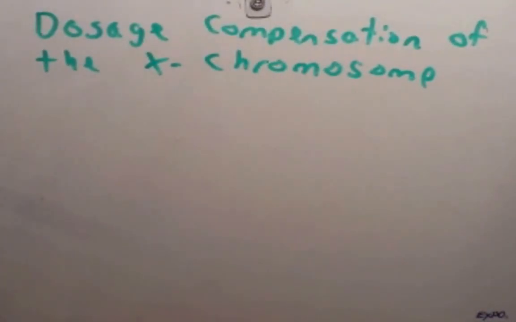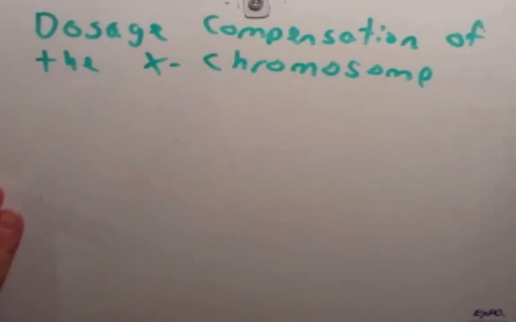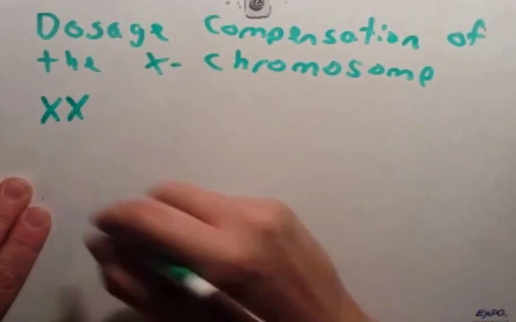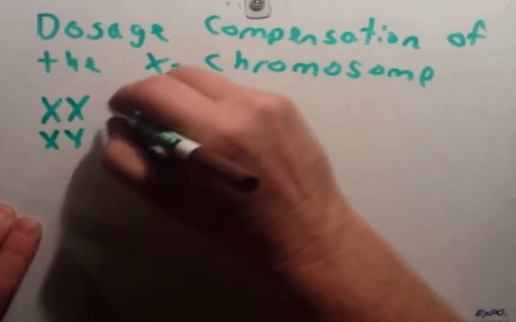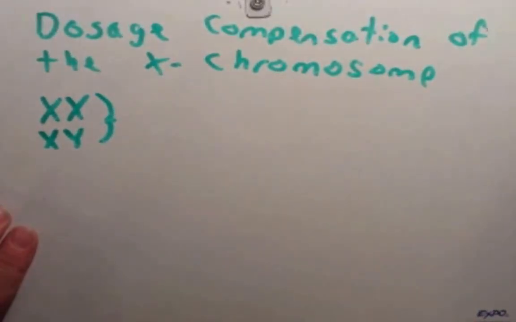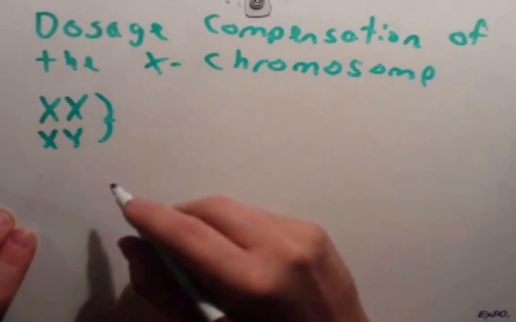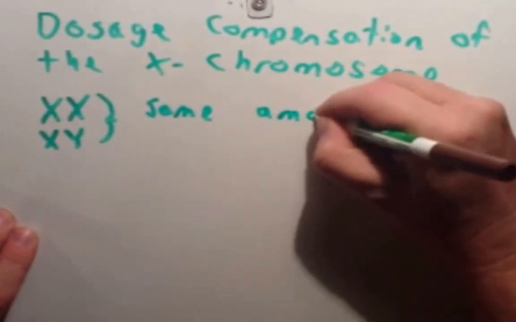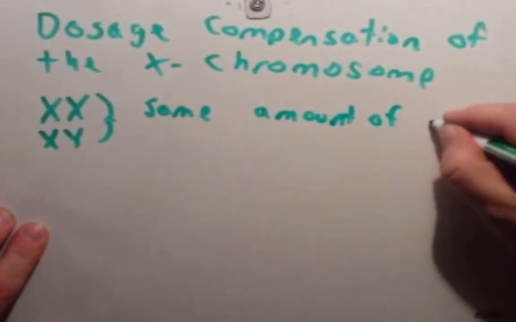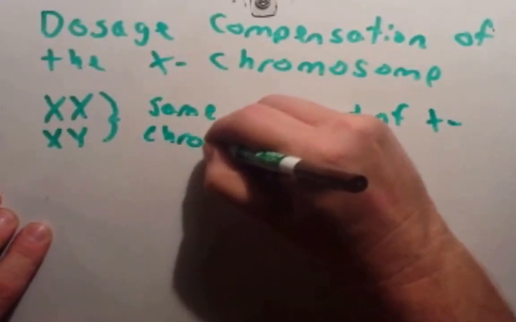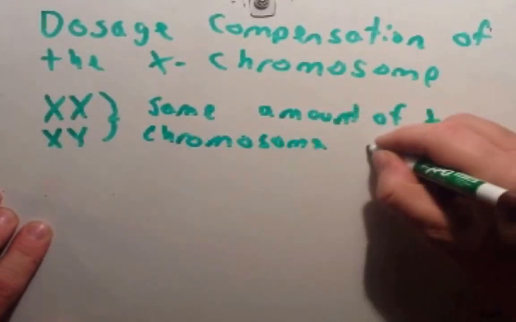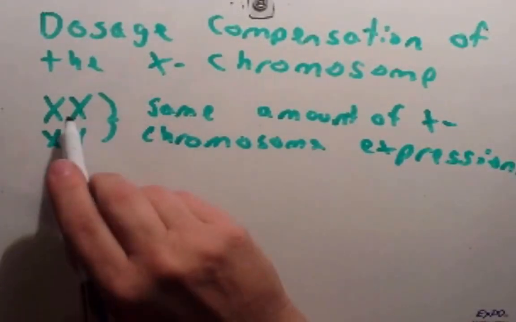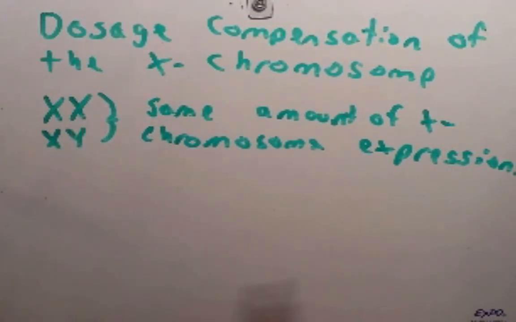Remember, in previous sessions we talked about the fact that if you look at humans, a female has 2 X chromosomes and a male has 1 X chromosome. Yet, what they express from each of these chromosomes is the same. So we get the same amount of X chromosome expression. Yet we have twice the amount of genes in females.